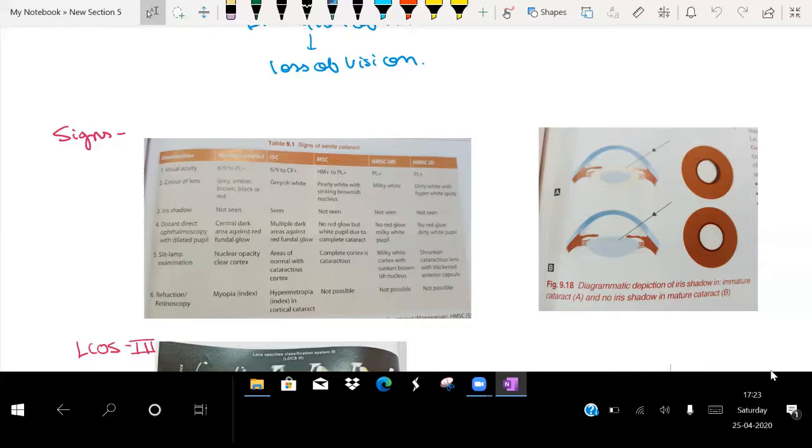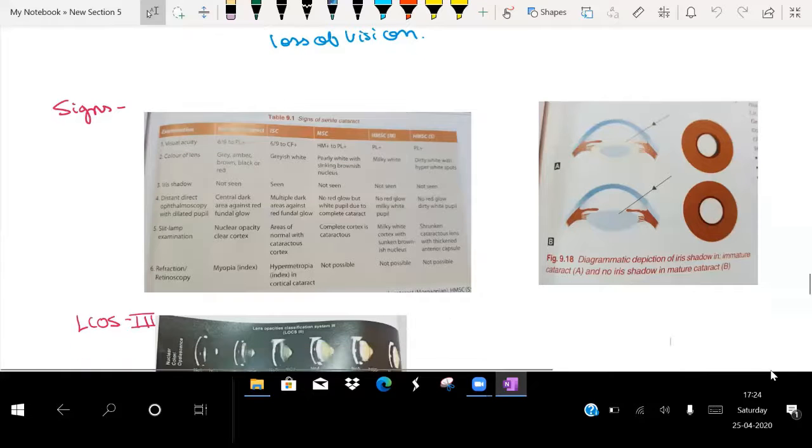When we do a direct ophthalmoscopy with a dilated pupil, in nuclear cataract we can see a central dark area against the red fundal glow. In immature senile cataract, we see multiple dark areas. In mature senile cataract, no red glow is seen; a white pupil is seen because of the complete cataract. In hypermature, we see no red glow but a milky white pupil. And in hypermature senile cataract S, the sclerotic type, we see no red glow and a dirty white pupil.